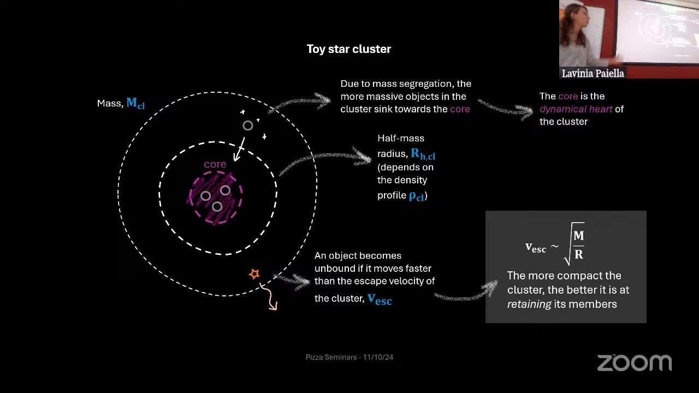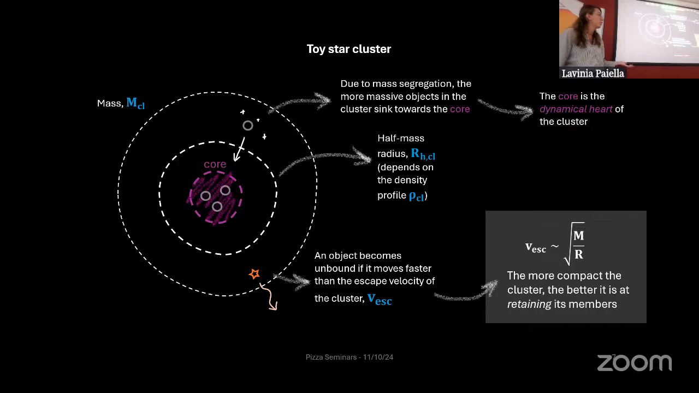And the most fundamental properties of the cluster, as you can imagine, are the mass of the cluster and the radius of the cluster. Usually, the radius used is the half mass radius, which is the radius that contains half of the mass of the cluster and depends on the density profile you choose for your cluster. And among these other parameters, you also have the escape velocity.